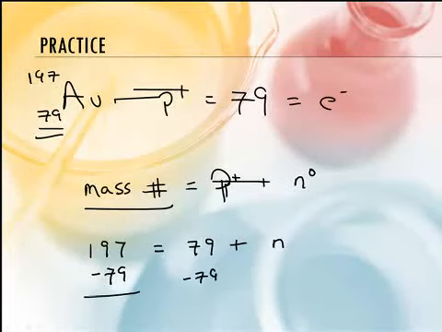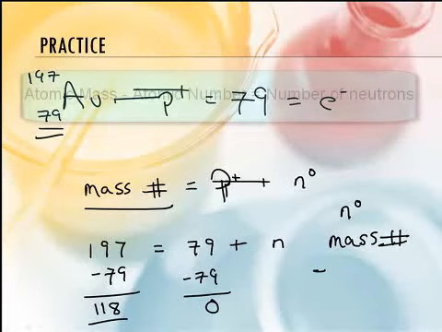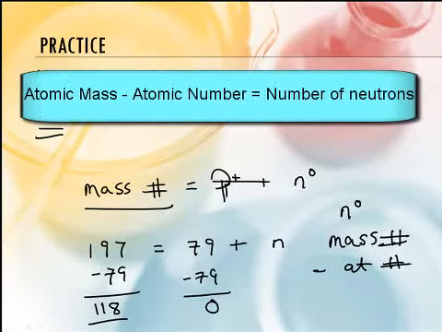Minus 79 comes out to 0 on that side. So 197 minus 79 would be your answer. 118. We don't have the calculator showing, but it's just 118. So the number of neutrons is simply the mass number minus the atomic number.